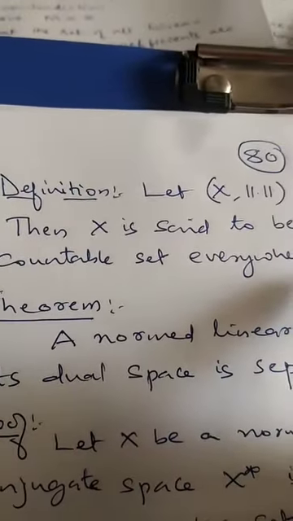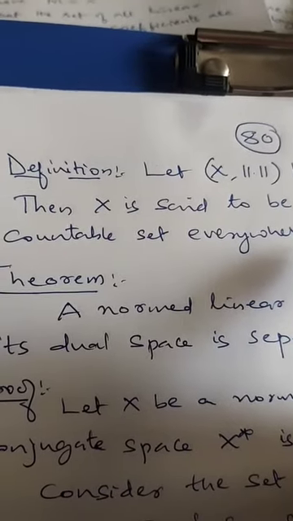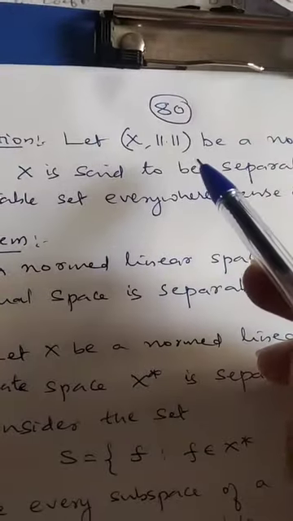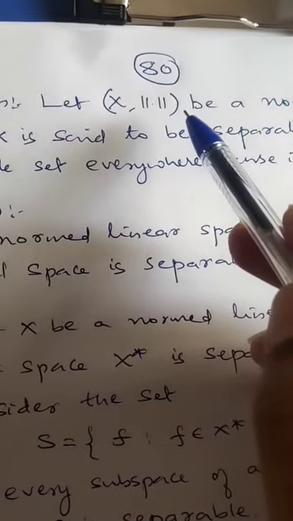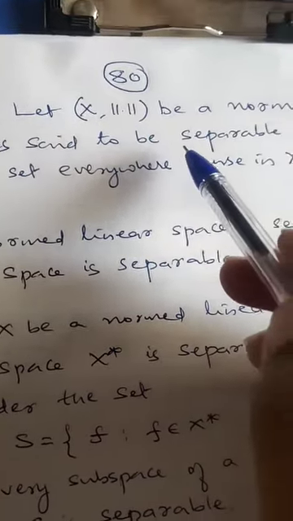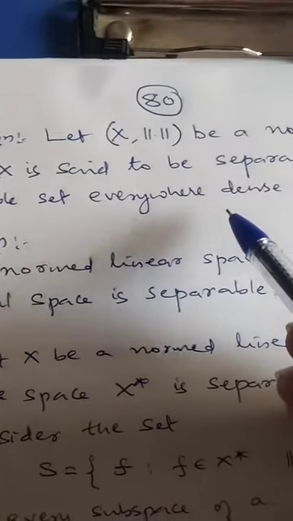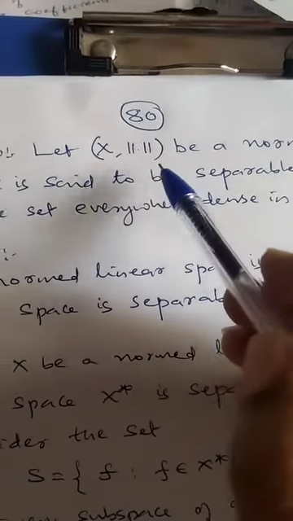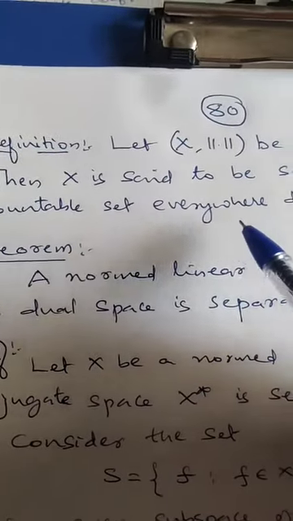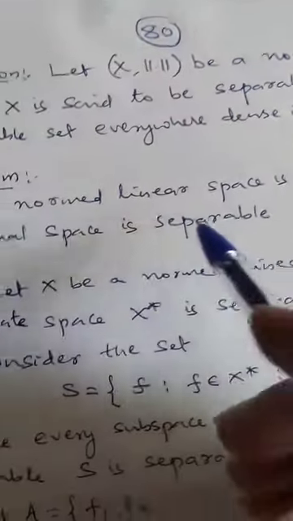So we know from your analysis class what is meant by a separable metric space or separable space. A normed linear space X is said to be separable if it has a countable set which is everywhere dense in X.